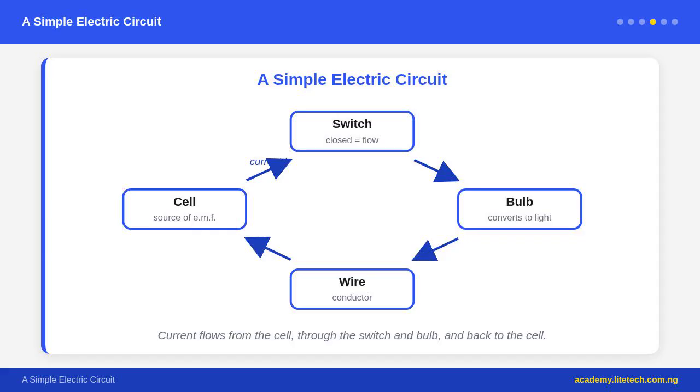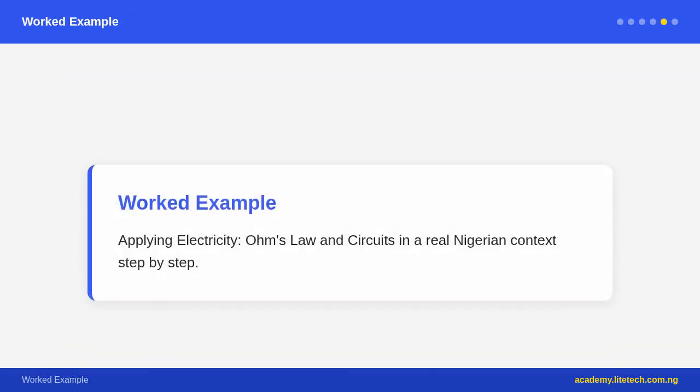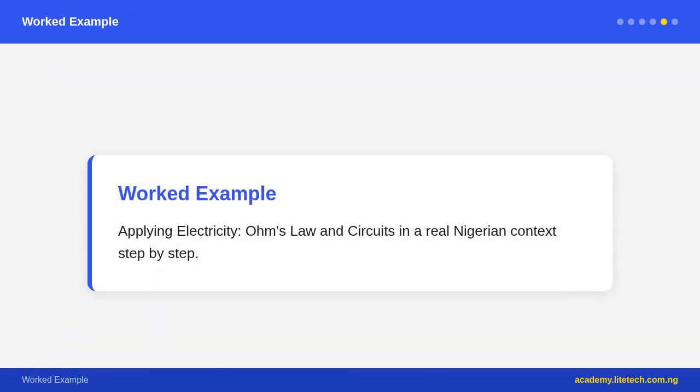Example: 2 resistors of 4 ohm and 12 ohm in parallel. 1 divided by R total equals 1/4 plus 1/12 equals 3/12 plus 1/12 equals 4/12. R total equals 3 ohm. Note that the total resistance in parallel is always less than the smallest individual resistance.